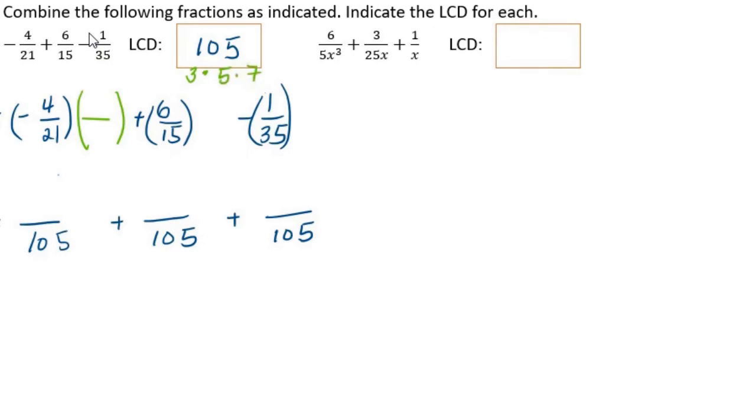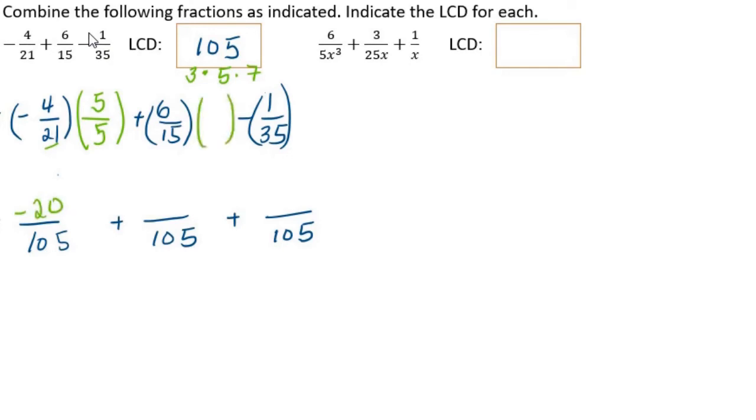So we can really think of this as, well, 21 was 3 times 7. Which factor is missing in this case? And it's the 5. 21 times 5 is 105. The other way, of course, to come up with that 5 is to say, what is 105 divided by 21? You'll still come up with that 5. So we have negative 20 in the numerator and 105 in the denominator.